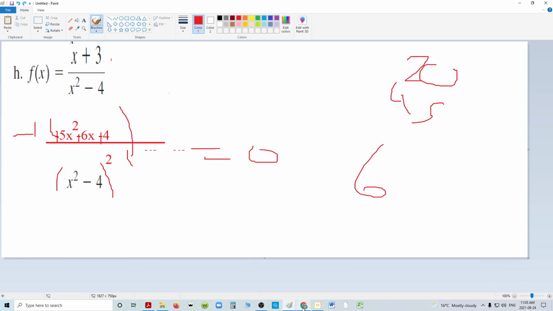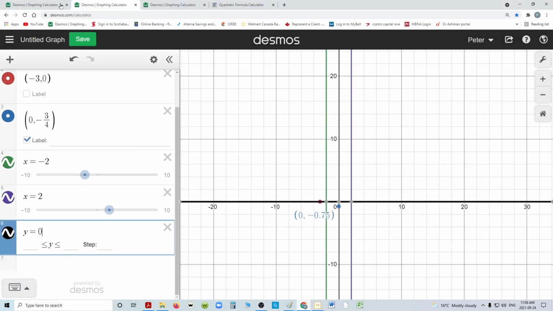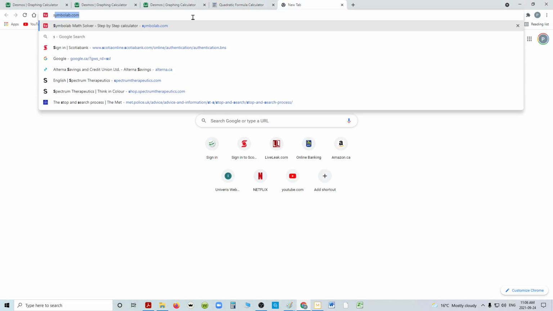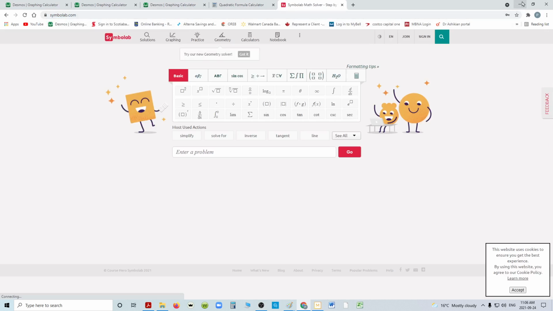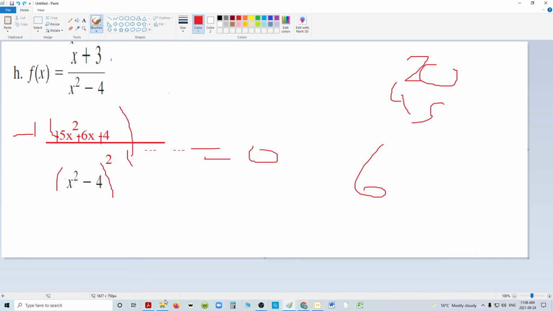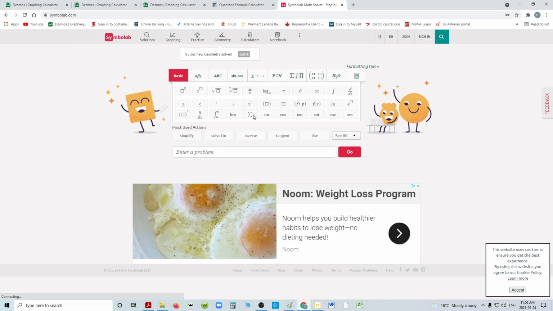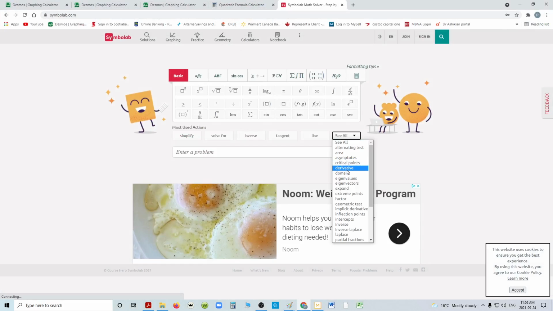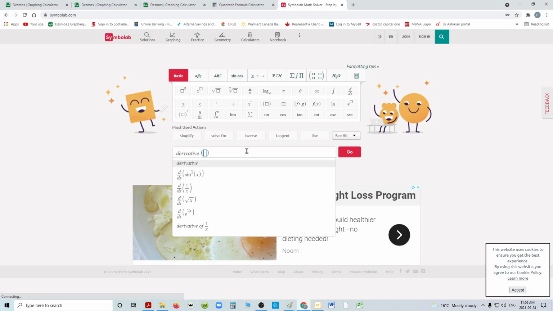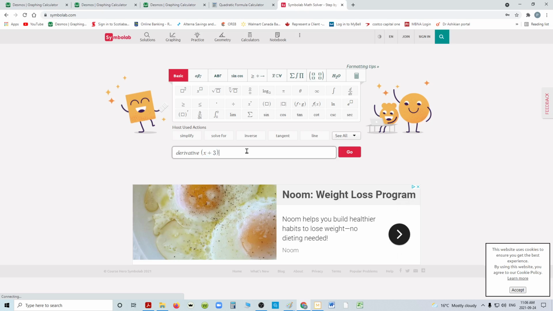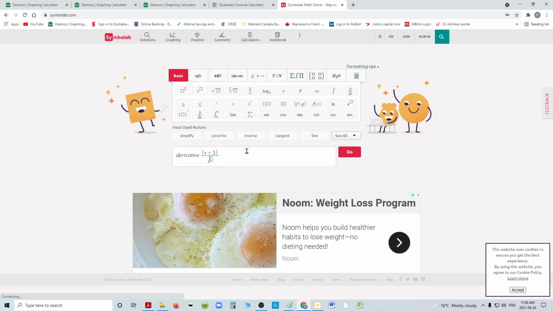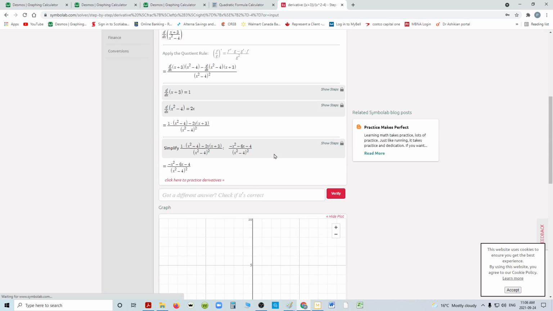So we're going to look at, and actually this is another great little thing here, Symbolab. Whenever you want to confirm that you got the right derivative of x plus 3 over x squared minus 4, you can say, find me the derivative of x plus 3 divided by x squared minus 4. And you can just go ahead and do it, and it should tell you if you got the right thing.